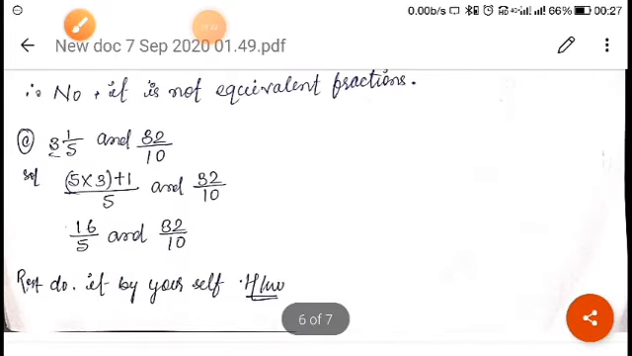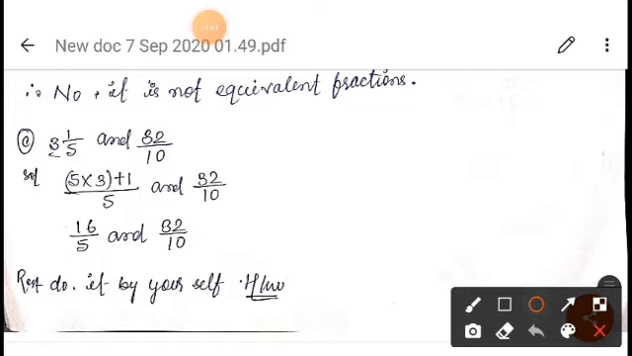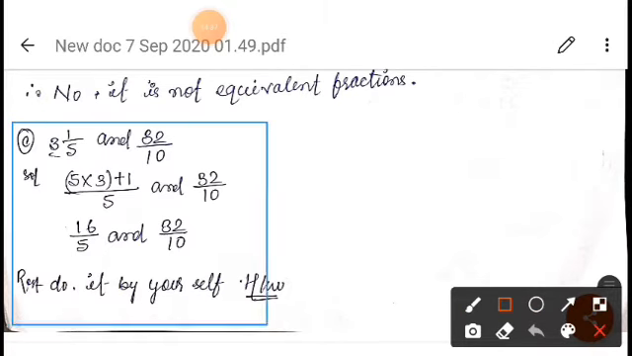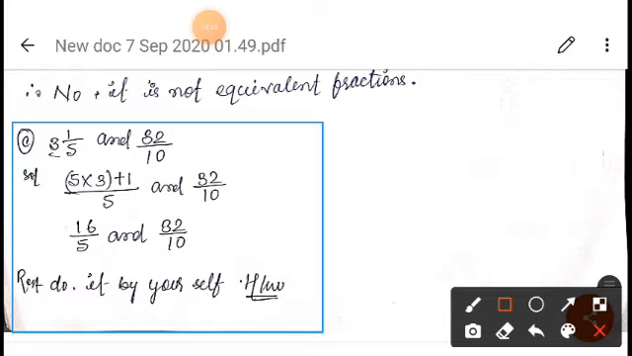Now number C, I have done half here, as you can see, and the rest part you have to do at home, okay? Rest part you have to do at home and send me on the mathematics group, okay?